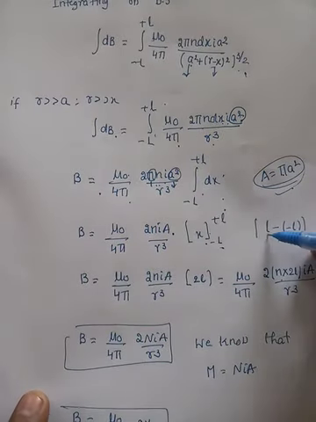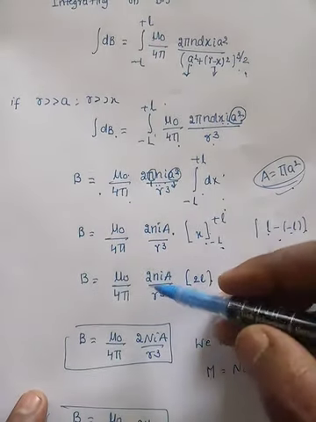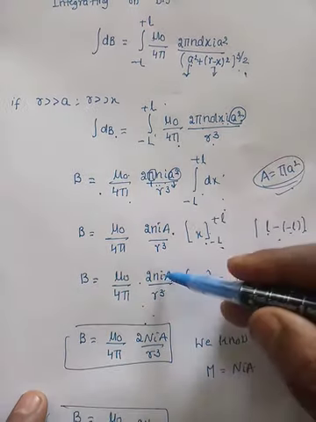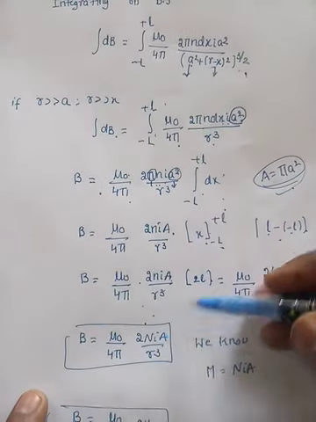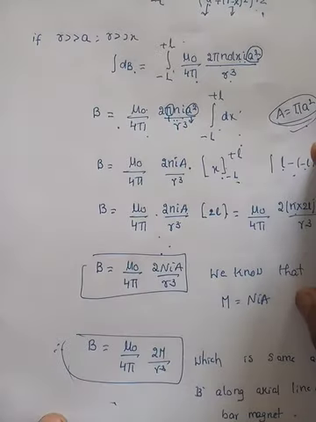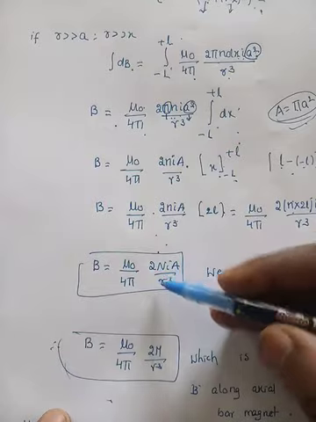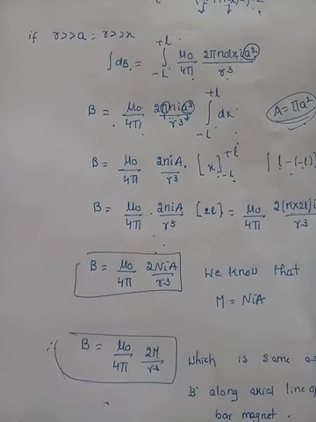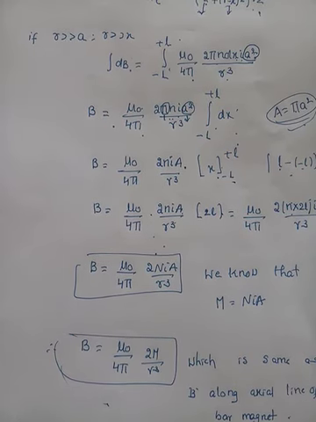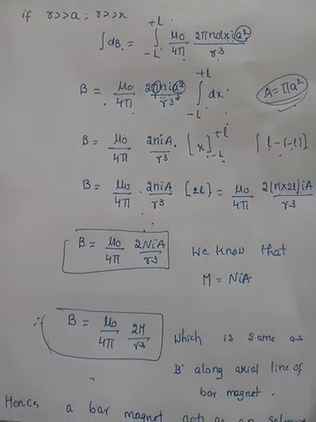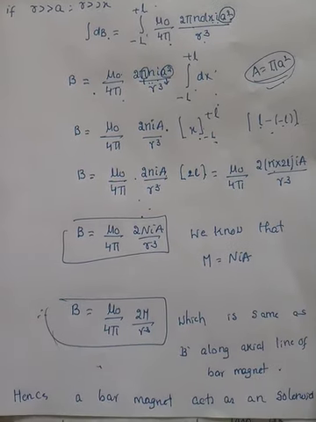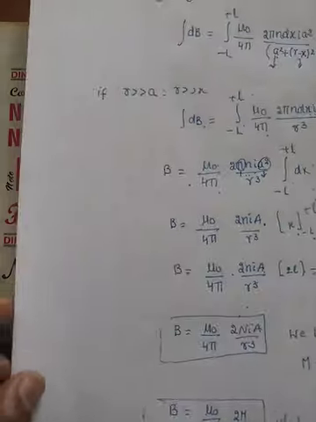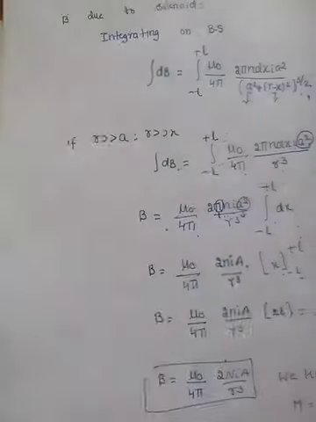If you apply the limits, L minus of minus L is 2L, and we get mu naught by 4 pi, 2 n I a by r cube. Here n into 2L is equal to capital N, so we get mu naught by 4 pi, 2 N I a by r cube. What is N I a? Magnetic moment. So we got the equation B is equal to mu naught by 4 pi, 2 M by r cube, which is the same as the magnetic field along the axial line of a bar magnet. Hence, a bar magnet acts as a solenoid. This question is very important for 5 marks. Do not neglect it. Thank you, students.